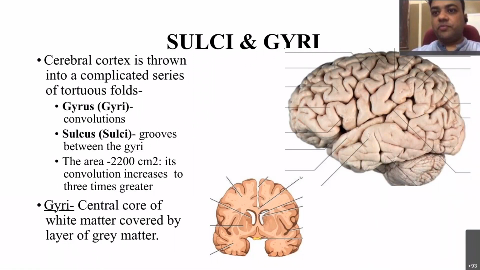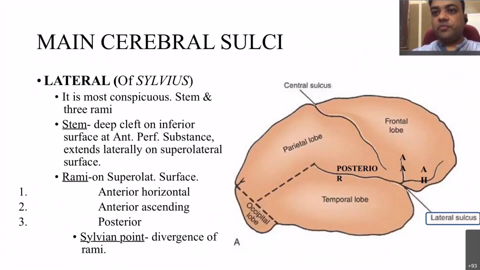But here it looks a bit irregular, so that is known as the gyra and sulci in the cerebral hemisphere. So the main cerebral sulci we'll see. First one, the lateral sulcus of Sylvius, or Sylvian sulcus. It is most conspicuous, and it has the stem and its 3 branches known as its 3 rami. Ramus means branches. Got it?